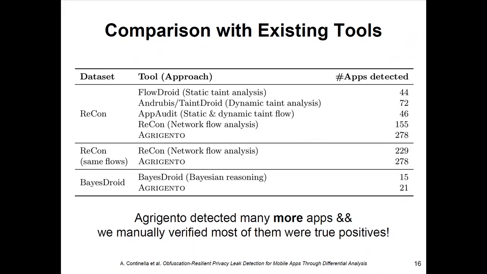We also did the same thing with Baseroid, comparing to Baseroid using the Baseroid dataset. We found out that Agrigento detected more apps. And among these new detections, most of them were using, in fact, some kind of encryption or obfuscation technique. I will show you an example in a minute.